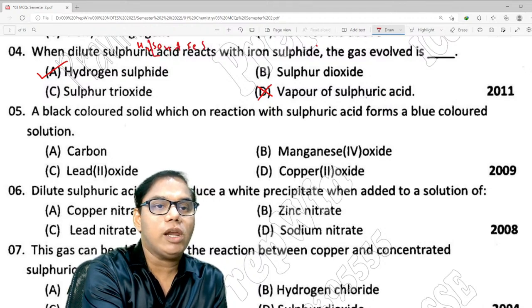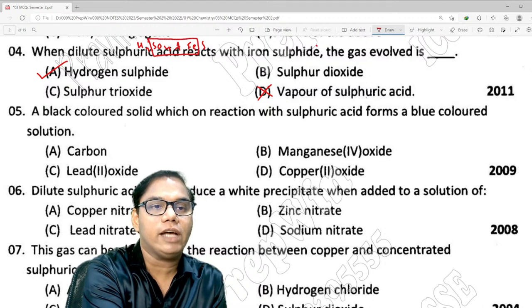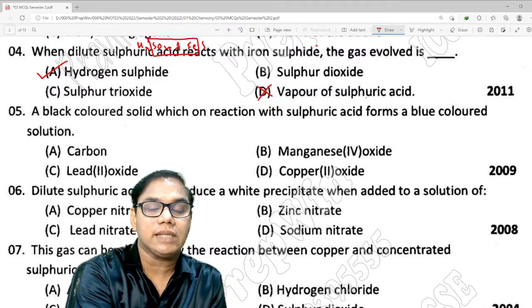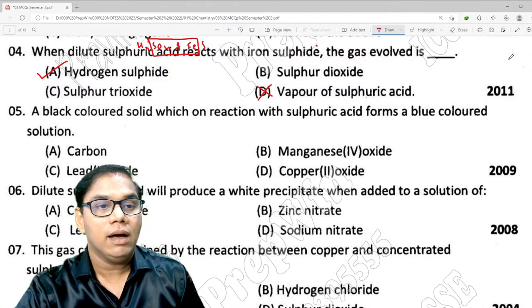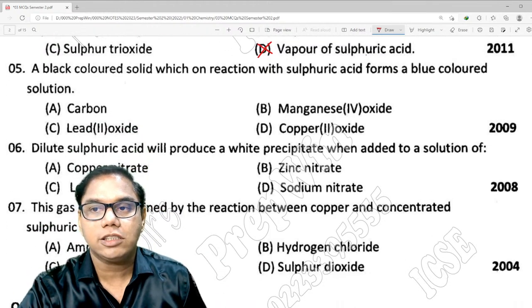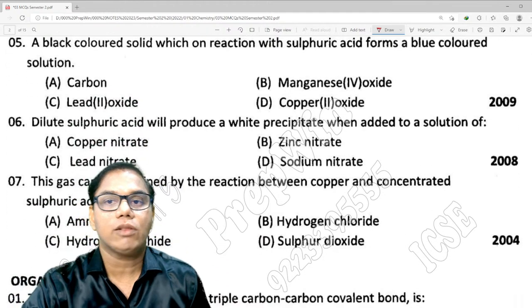Sulfuric acid, H2SO4, plus FeS. This will be one product, FeSO4, another product will be H2S. Yes, somebody was writing a gas with a rotten egg smell. Agar observation aayega, so you have to write that.